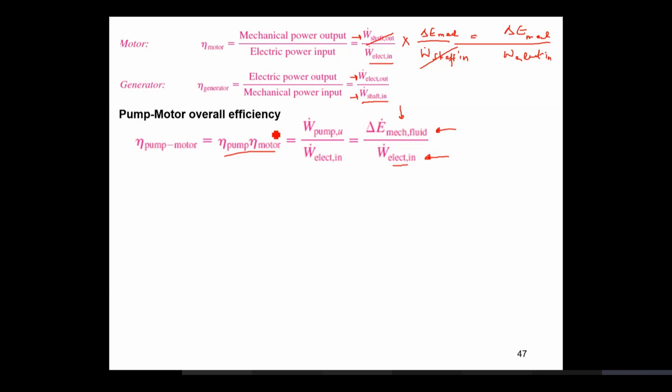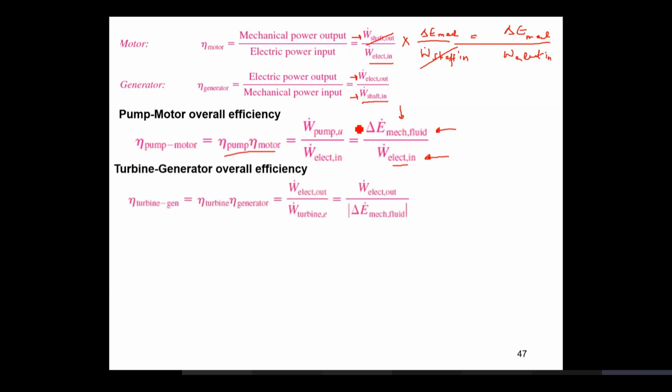Similarly, if you have a turbine generator, what you'll have would be exactly opposite. Electrical work output would be your desired output, and your input would be the change in mechanical energy of the fluid. The change in mechanical energy of the fluid would give you the input to the turbine, and electrical work output would be the output that is desired from the turbine generator combination. The shaft work, which is common to generator and turbine, would essentially cancel out in the couple. Clear enough? I hope it is clear to you guys.